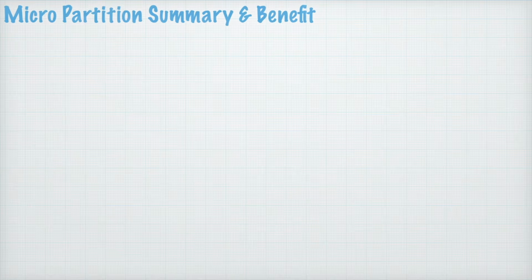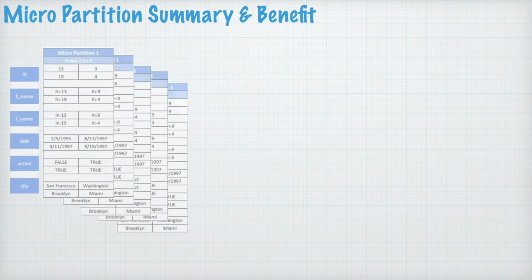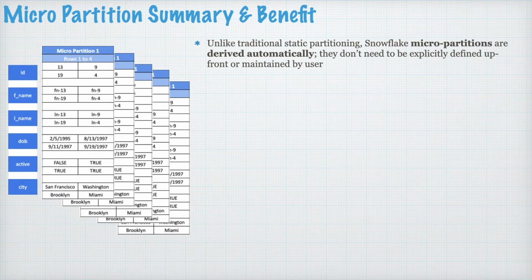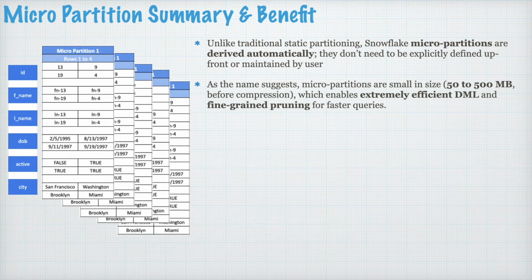So let's quickly go through the micropartition summary and its benefit. Unlike traditional static partitioning, Snowflake micropartitions are derived automatically. They don't need to be explicitly defined upfront or maintained by the user. As the name suggests, micropartitions are small in size, 50 MB to 500 MB before compression, which enables extremely efficient DML and fine-grained pruning for faster queries.